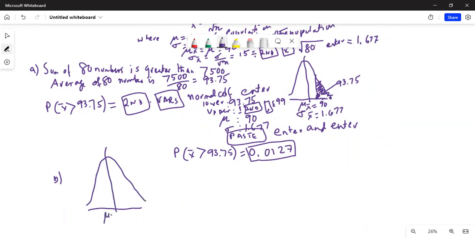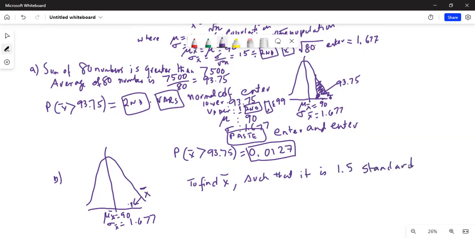My center mu is X bar is 90. My sigma X bar is equal to 1.677. And I want the value of X bar, this unknown X bar, such that to find X bar, such that it is 1.5 standard deviation above the mean. Above the mean.